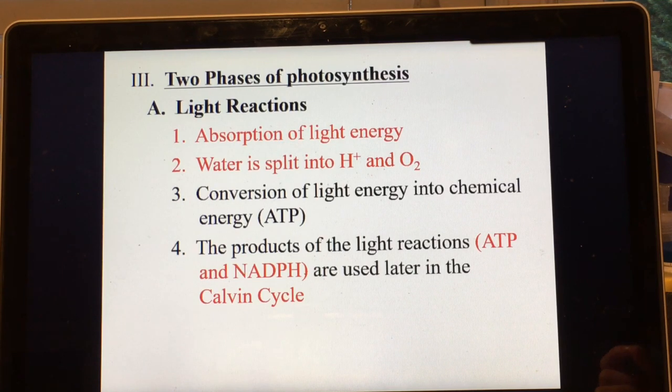And at the end of the light reactions, we end up with not only ATP, but a molecule called NADPH, which is used later in the Calvin cycle. The Calvin cycle is the next phase, named after the scientist who figured out all of the stages of the cycle.